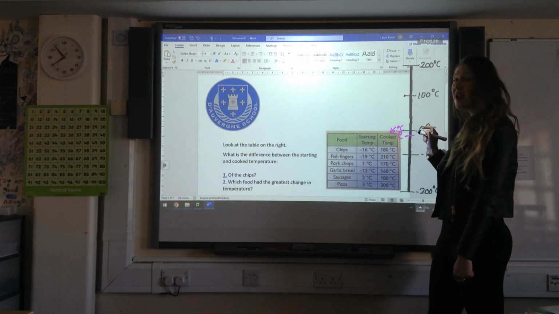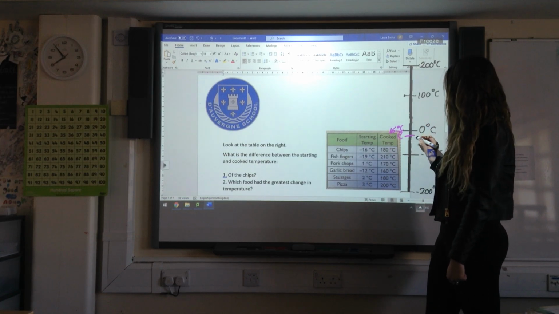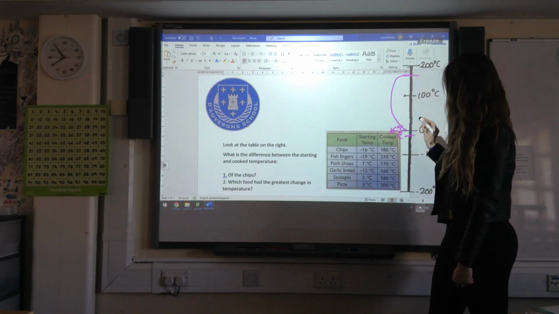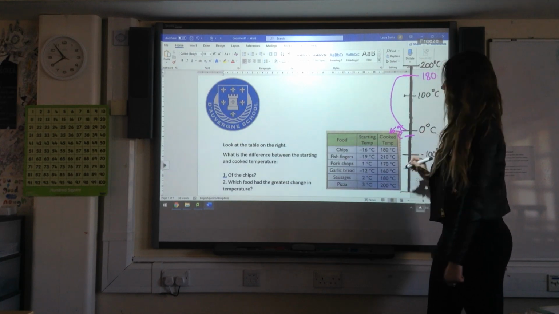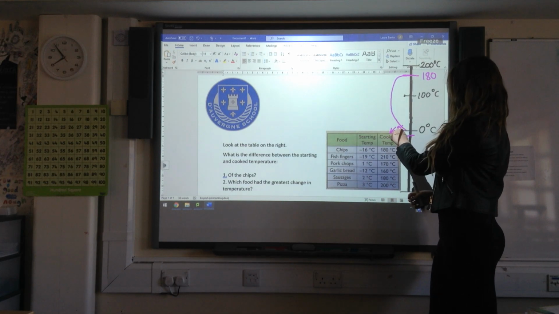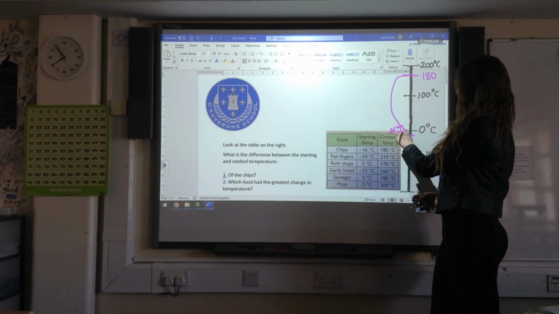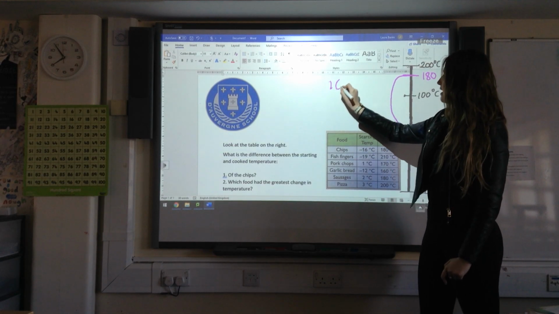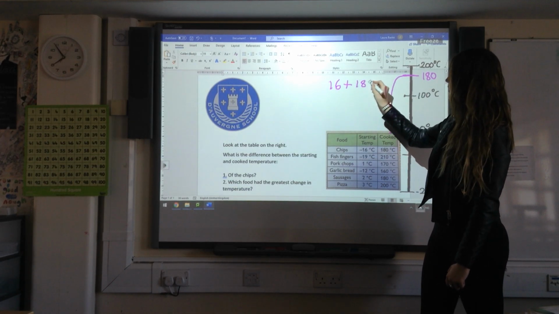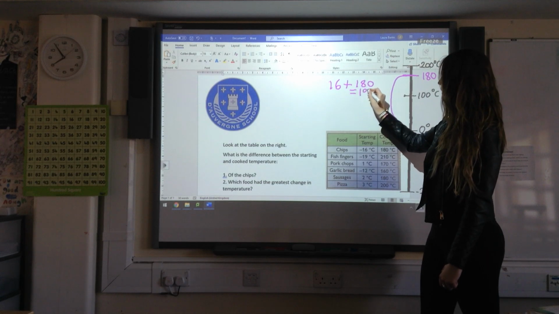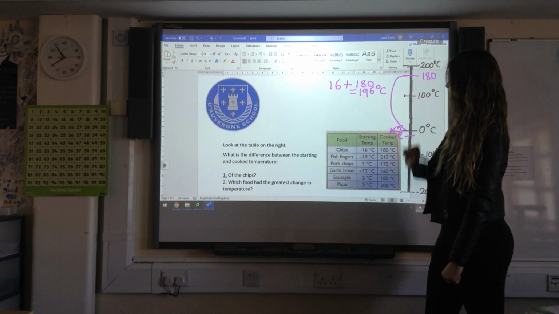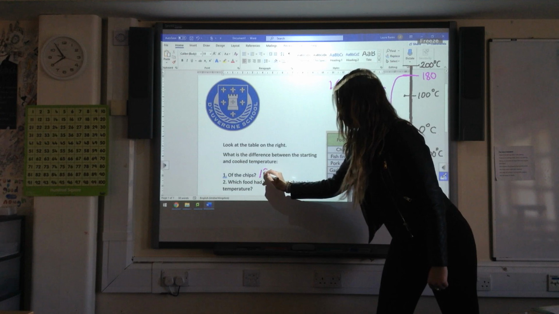We then have to do another jump from 0 all the way up to 180. Roughly here. So we've got another jump of 180. So to work out the answer, we are having to add together the jump of 16, which has taken us from the negative numbers back to 0, so 16, and so plus 180. And that, very simply, is 196 degrees. That is the answer for part 1.